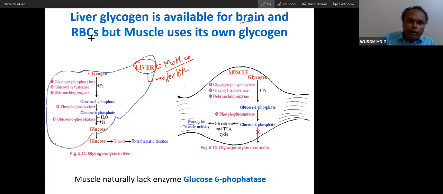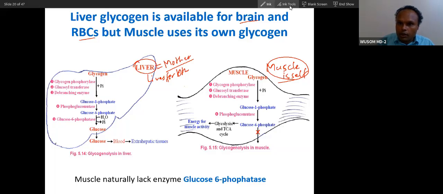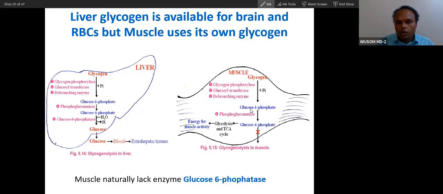Brain and RBC. Muscle is masculine and selfish. He is very selfish, and that is why muscle will utilize its own glucose. Then the question comes, how does it utilize its own glucose? I have already answered this question. You can see the steps of glycogen breakdown: glycogen phosphorylase, glucan transferase, and then debranching. All 3 enzymes are required for glycogenolysis.